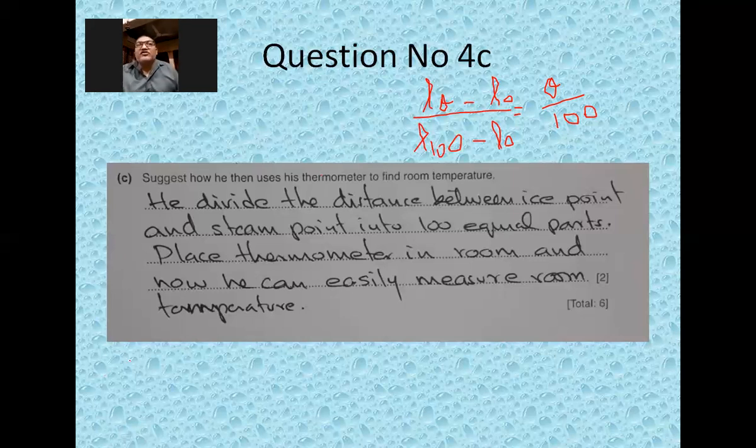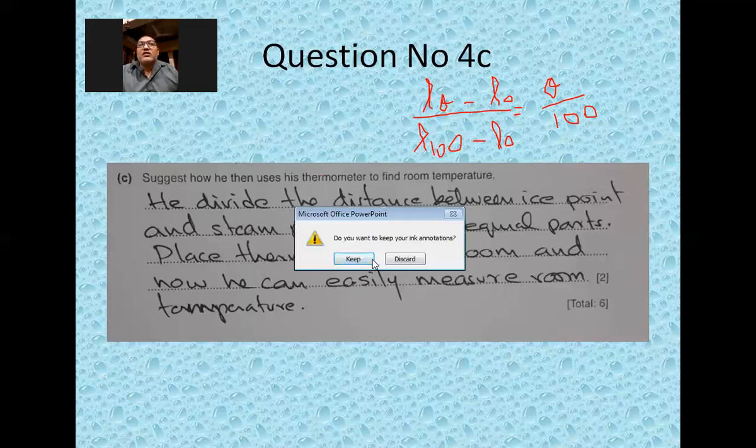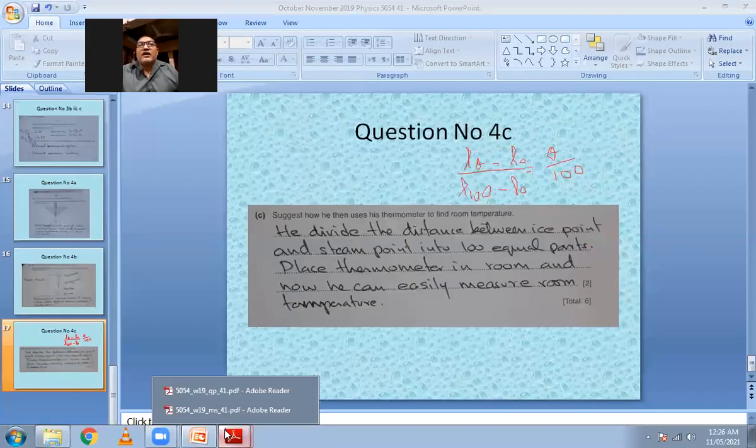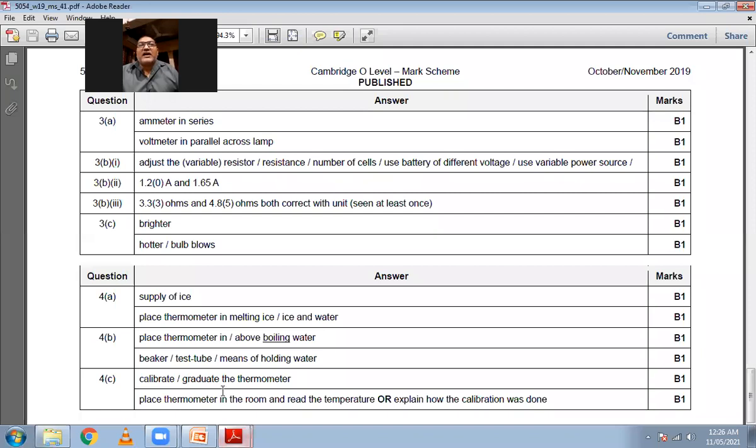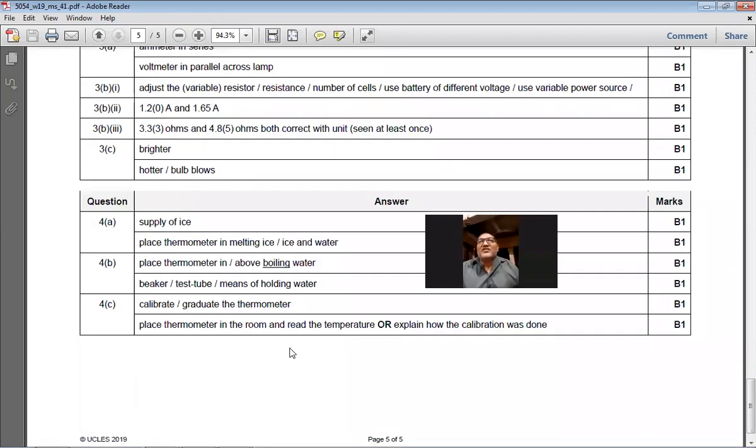One very important thing is left. Let me show you the marking scheme of question number 4, because I have not shown that. So this is question number 4. What you can do is pause the video and take your time with this marking scheme.